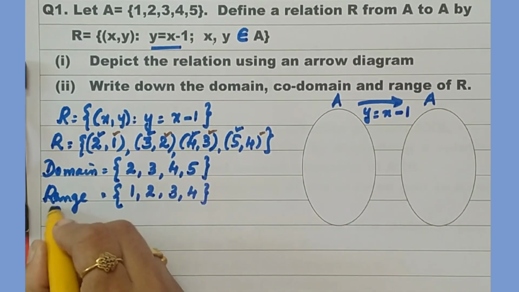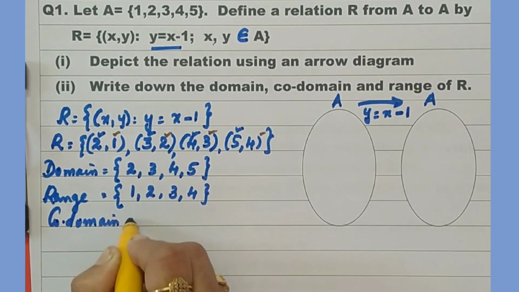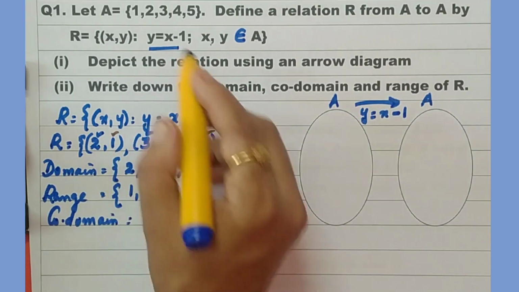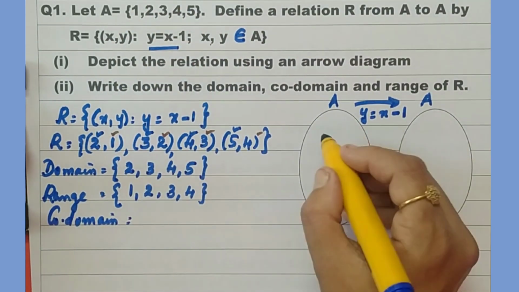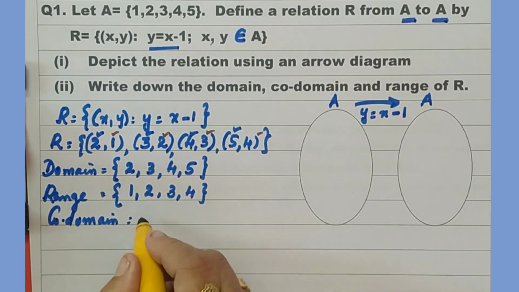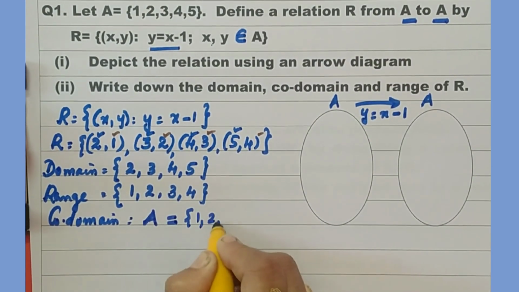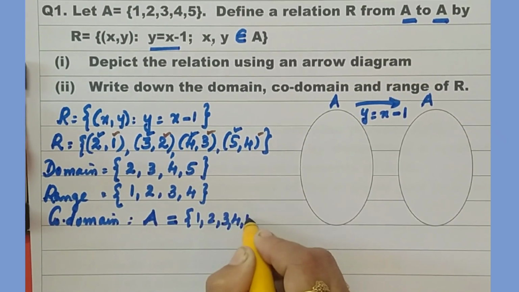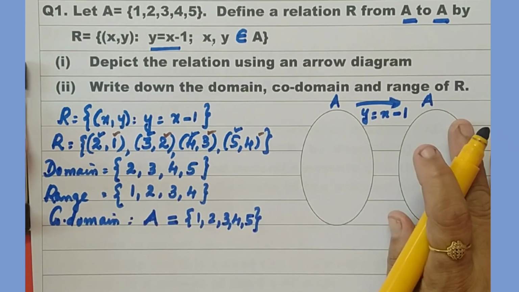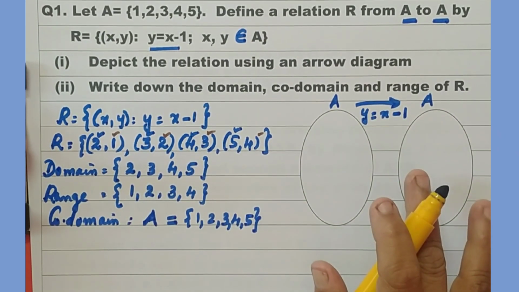But what is codomain? Codomain of the relation R equals, what is codomain? Codomain is the full set, the second set of y itself. What is the relation here? The relation is from A to A. So, the second set A itself equals {1, 2, 3, 4, 5}. Remember, codomain is the full set which is on the right side. But range is actually the elements which can be connected.